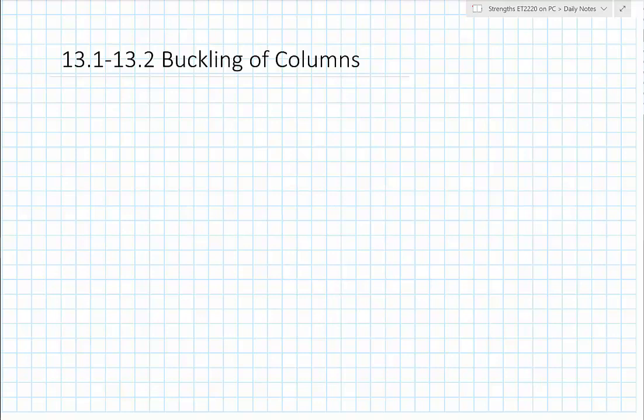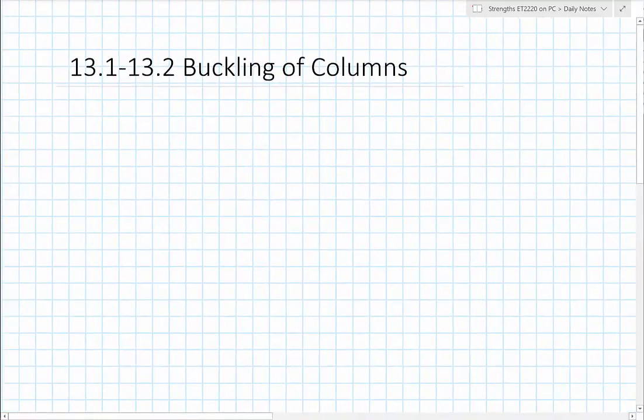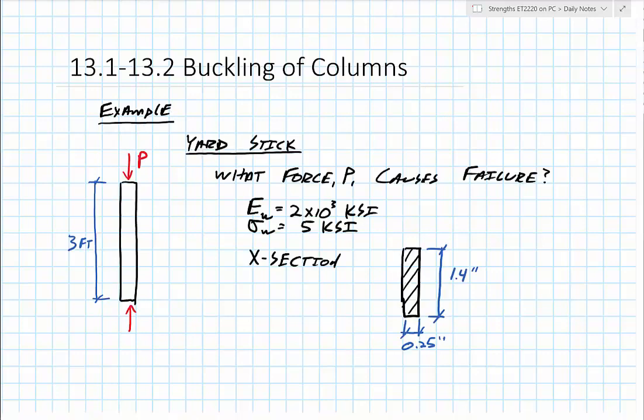Okay, as the title says, in this video we're going to be looking at the buckling of columns. And for what we mean by buckling, let's take a look at what would happen if I were to put a yardstick in compression. Okay, so here's what we're looking at. There's our yardstick in compression, meaning I'm pushing on both ends with a force P, and I want to know what force P would cause failure for this yardstick.